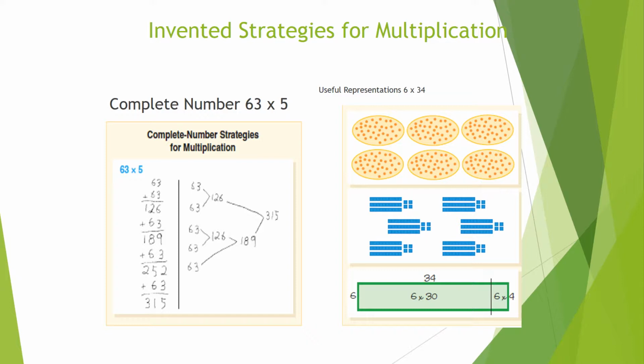Now the one down at the bottom that looks like a rectangle, we're going to be talking a little bit more about. But basically it's like distributive property, where we're going to divide 34 up into 30 plus 4, and then multiply 6 times 30, 6 times 4, and then add them. So 180 plus 24.